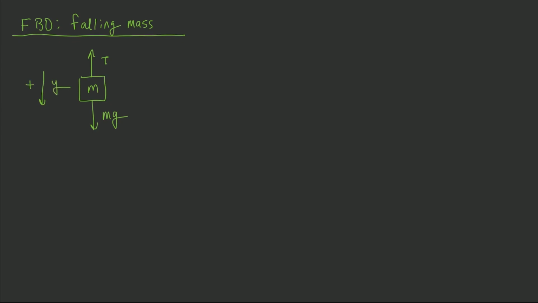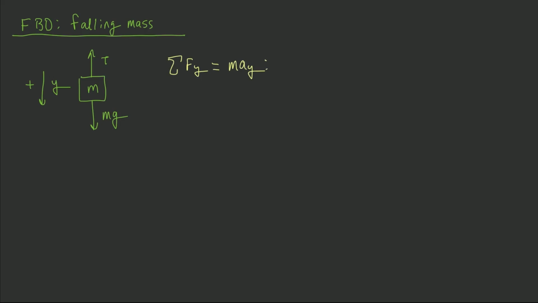So we have FBD, falling mass, and we'll have our mass m, and we have the tension force acting on the block upwards and the weight of the block downwards. Now, whenever we write Newton's second law in the linear form out, we first want to define a direction as positive before we do that. So let's assume positive downwards. So let's write our Newton's second law out. So we have the sum of the forces in y is equal to positive m a_y.